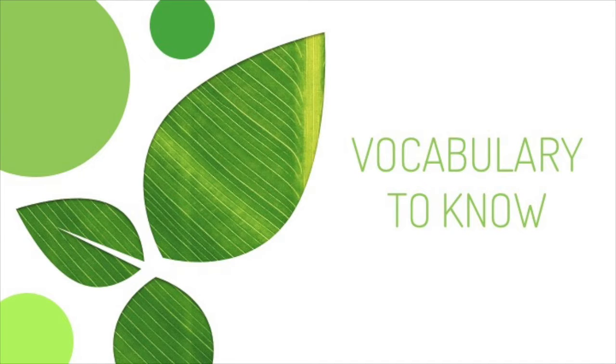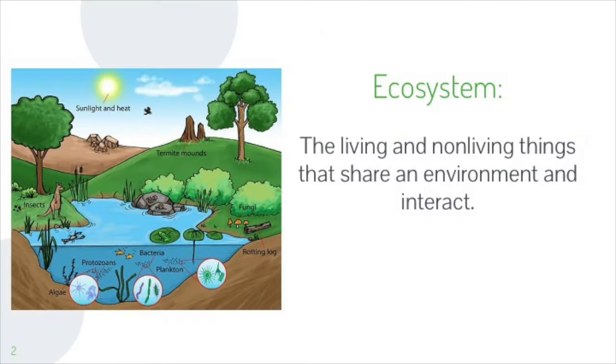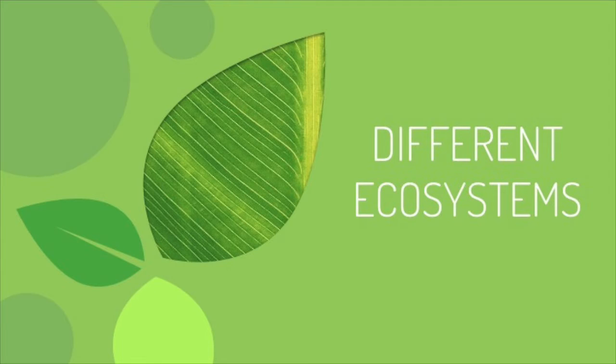The vocabulary that you will need to know for this lesson is just one word: ecosystem. The living and non-living things that share an environment and interact. First, we're going to take a look at some different ecosystems. See if you can notice anything that they have in common.